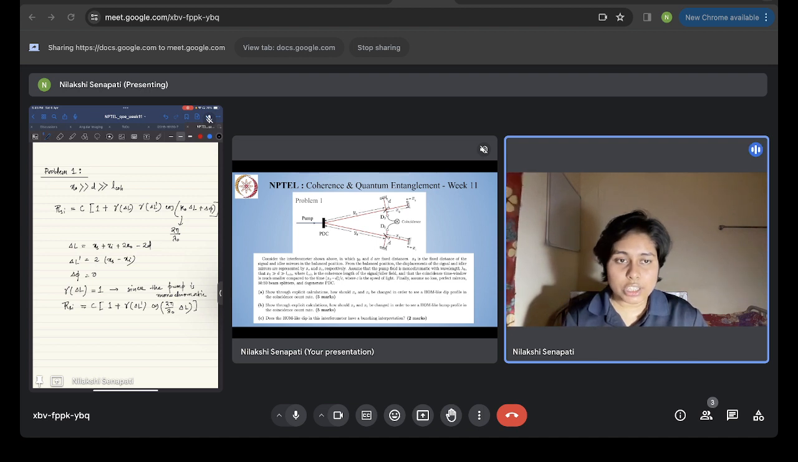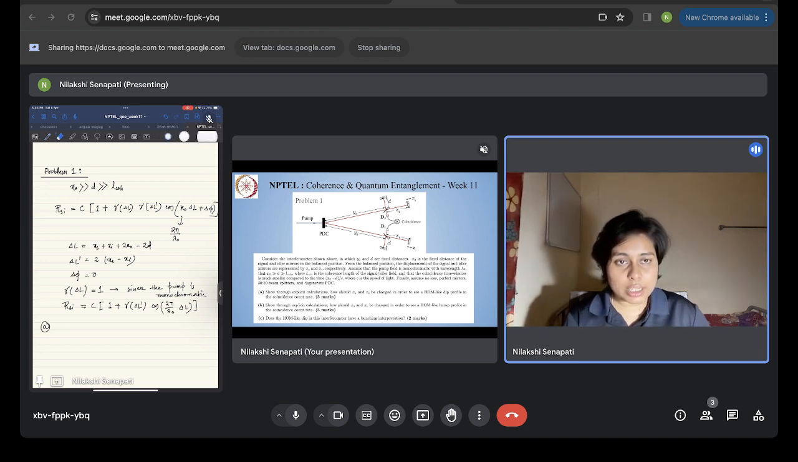Now the question A comes. It tells, show through explicit calculations how should xs and xi be changed in order to see a Hong-Ou-Mandel like dip profile in the coincidence count rate. Part A. In order to see a Hong-Ou-Mandel like dip profile, one has to make sure that one changes only delta L dash while keeping delta L fixed.